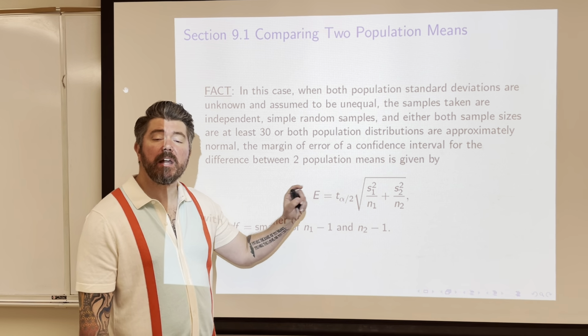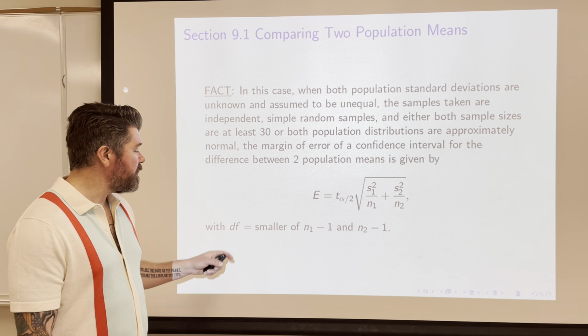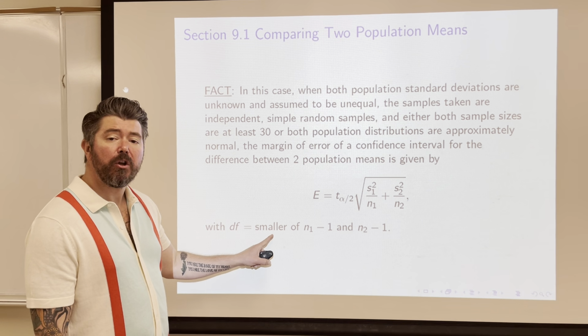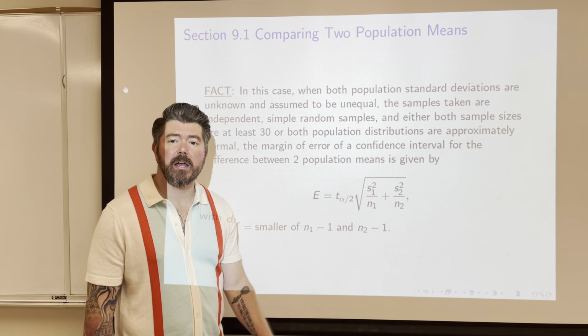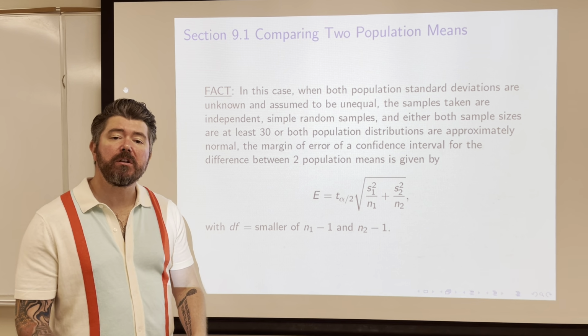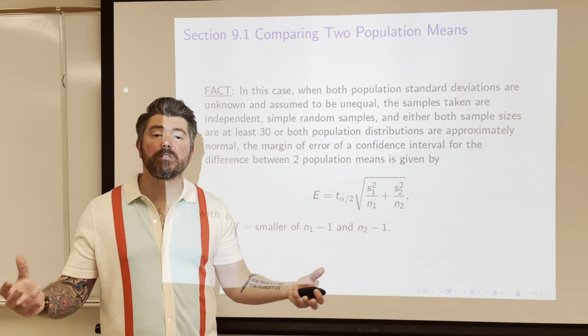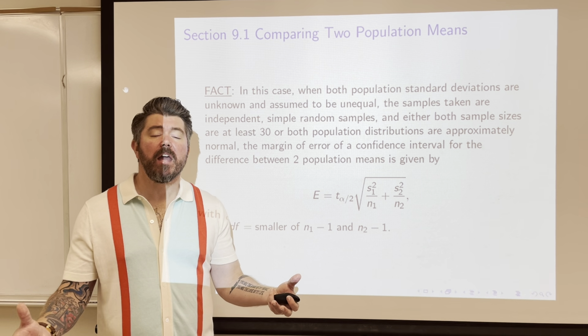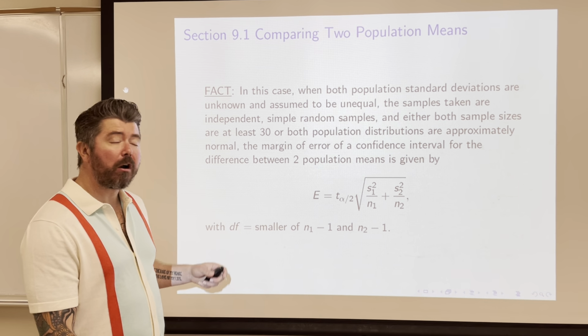Since we are using a t-value, we need an idea of a degrees of freedom. In this case, the degrees of freedom will be the smaller of n1 minus 1 and n2 minus 1. So what we do, we now have two samples. We're going to subtract one from each sample and use the smaller value for our degrees of freedom.